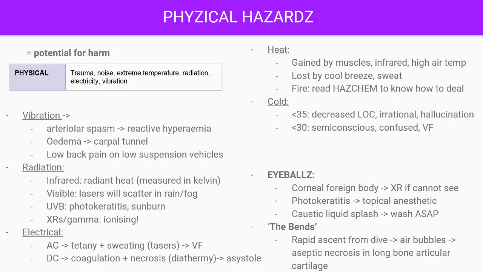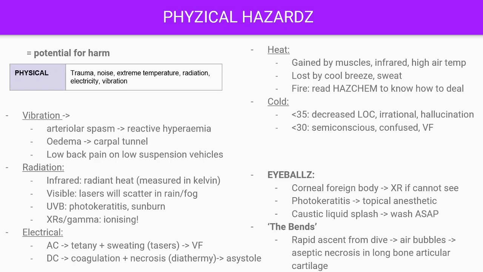Okay, so heat. It's gained by muscles, lost by sweat. Darren talks about HAZCHEMs later, fire. And if your body temperature is underneath 35 degrees, you'll get irrational, you might hallucinate. And under 30, you'll get confused and you might go into VF.